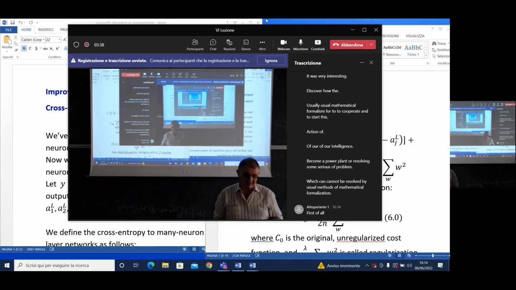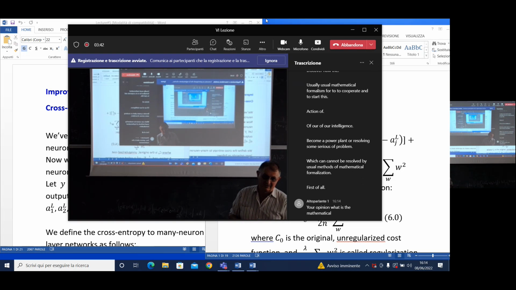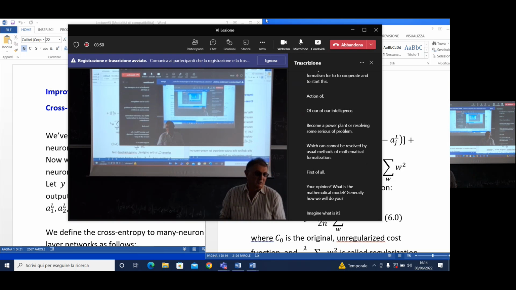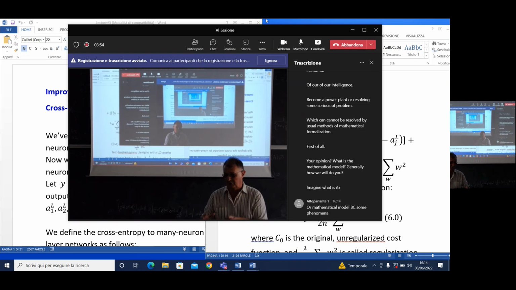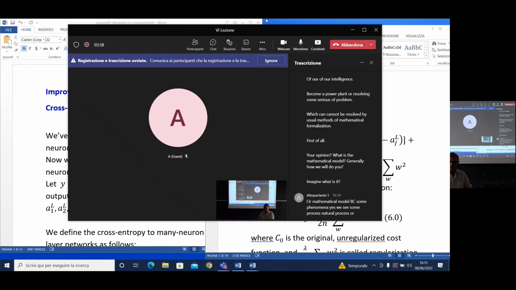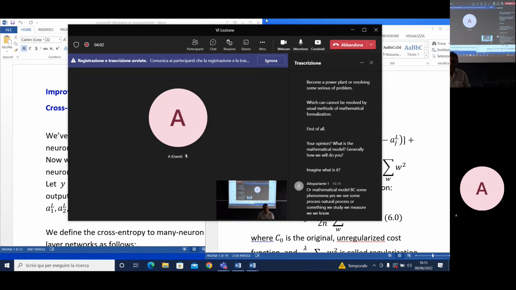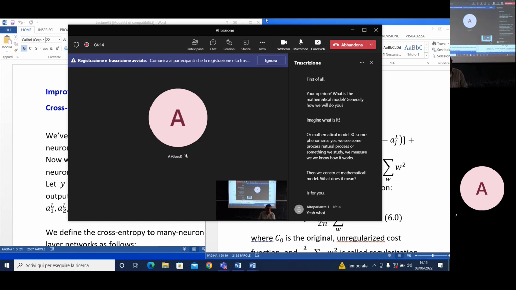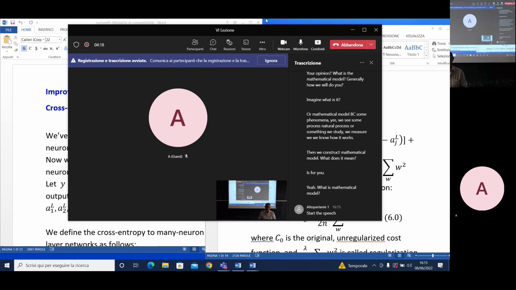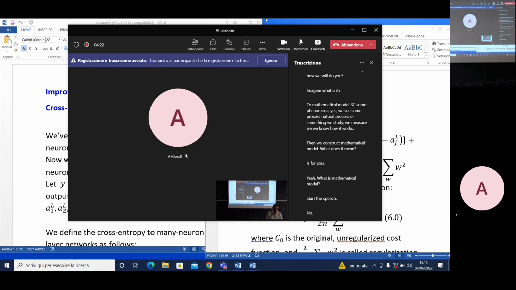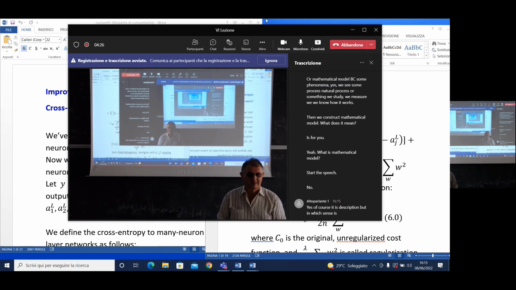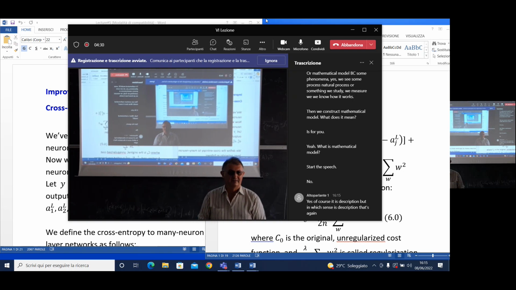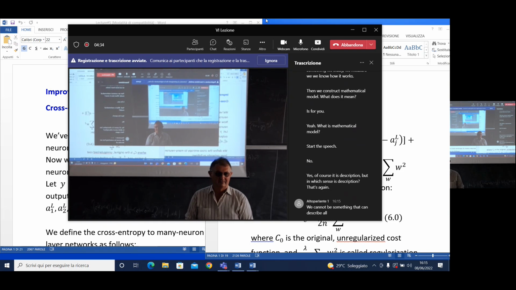First of all, in your opinion, what is the mathematical model generally? How do you imagine what it is? Mathematical model. We see some phenomena, some natural process of something. We study, we measure, we know how it works. Then we construct a mathematical model. What does it mean? What is a mathematical model for you? Yes, of course it is a description, but in which sense is it a description? We have something that can describe how it will happen.